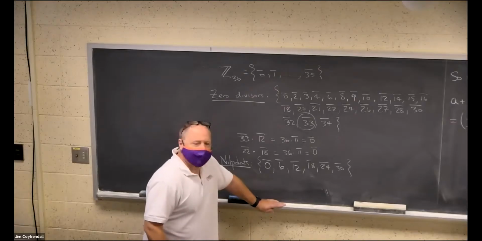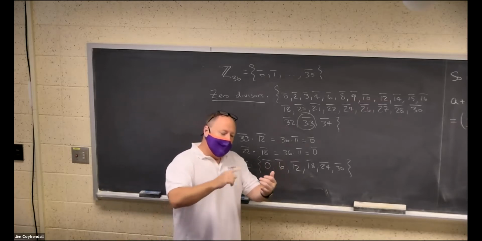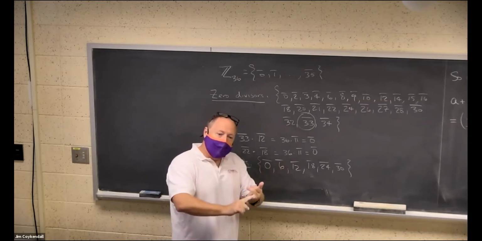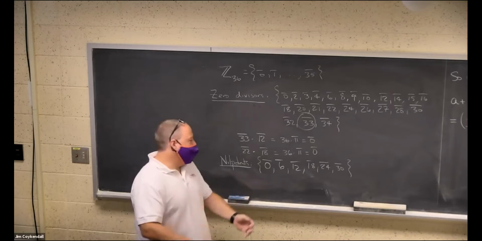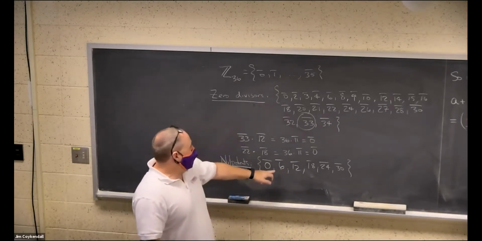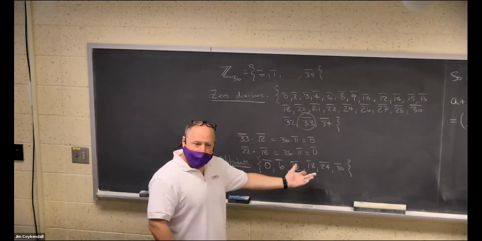We have 6, 12, 24, 18. What do these have in common? They're multiples of 6, because to be a nilpotent, I've got to take a big power and get a multiple of 36. That means it's got to be divisible by 2, and it's got to be divisible by 3. And if it's divisible by both 2 and 3, since they're relatively prime, it has to be divisible by 6. These are the nilpotents. Notice these are a subset of this. Notice these all show up as 0 divisors, but not all 0 divisors are nilpotent.